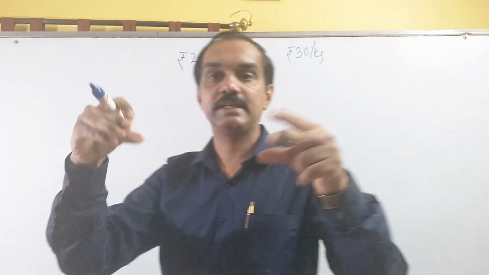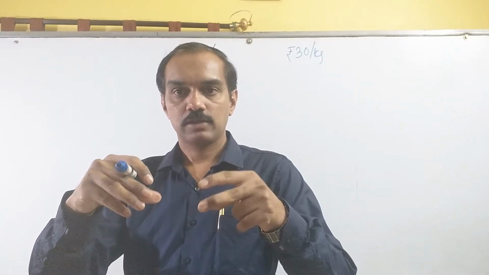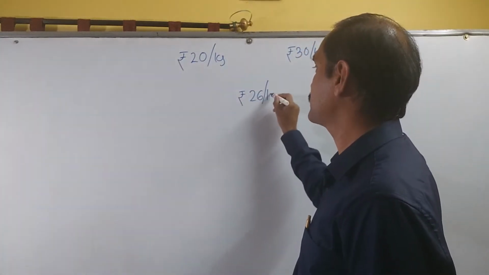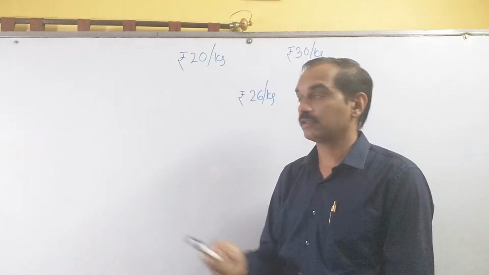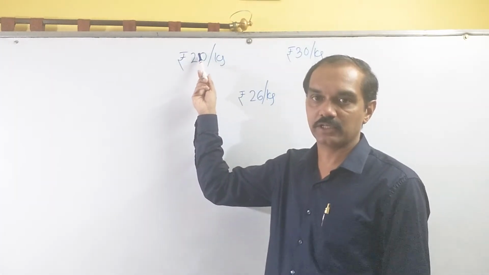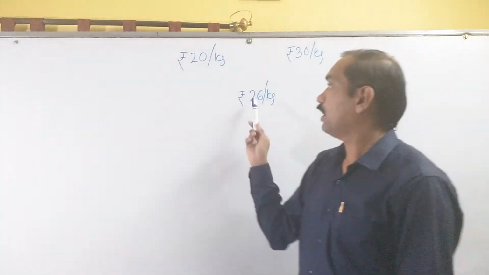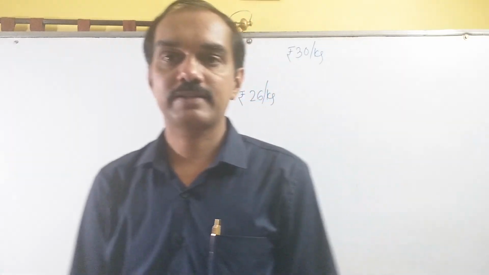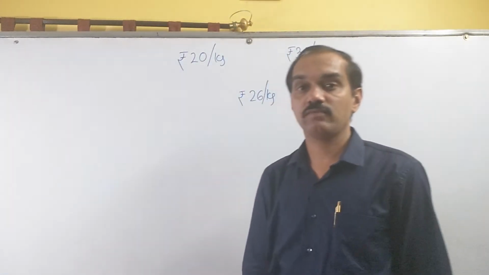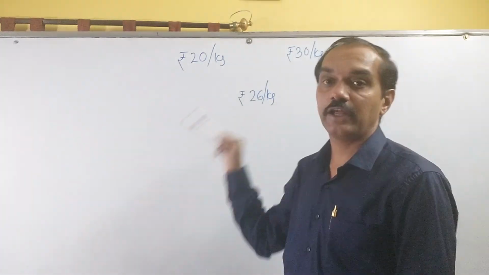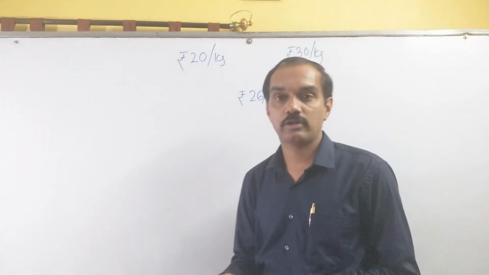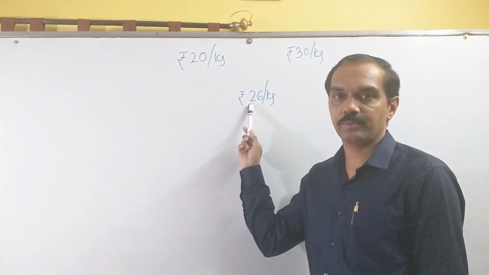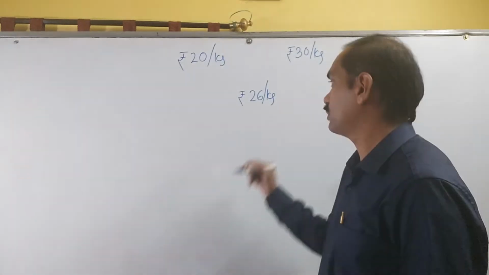Now we will have to mix these two such that the mixture can be sold at 26 rupees per kg. The question will be on in what ratio they should be mixed, such that the mixture is worth 26 rupees per kg. Okay. So how to solve this kind of problems?